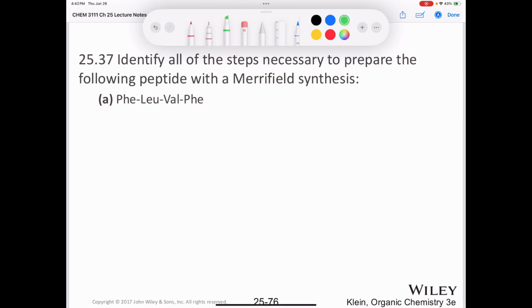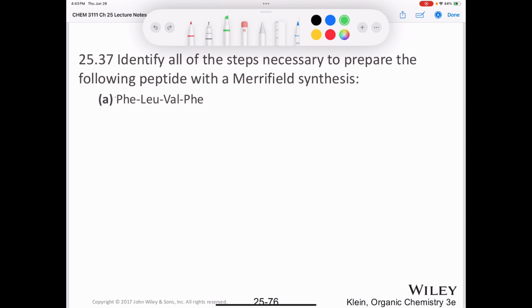Okay, question 25.37. I'm going to see if I can squeeze all of this onto this one page here, but it says identify all the steps necessary to prepare the following peptide with a Merrifield synthesis. So we have phenylalanine, leucine, valine, phenylalanine again, and remember this is our N-terminus over here. This is our C-terminus here. But remember, the Merrifield starts by using a C-terminus. So we're actually going to start with the phenylalanine first. Then we're going to add the valine, then the leucine. Then we add the second phenylalanine last.